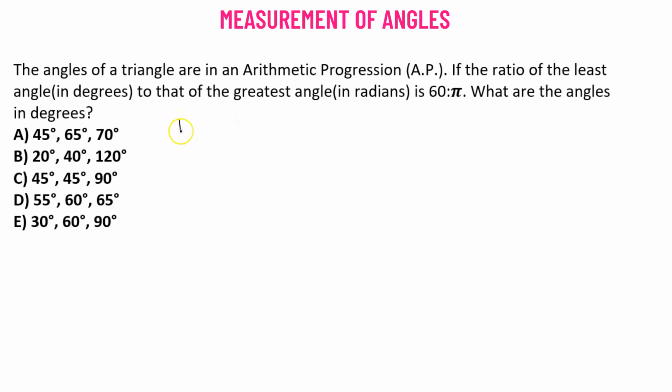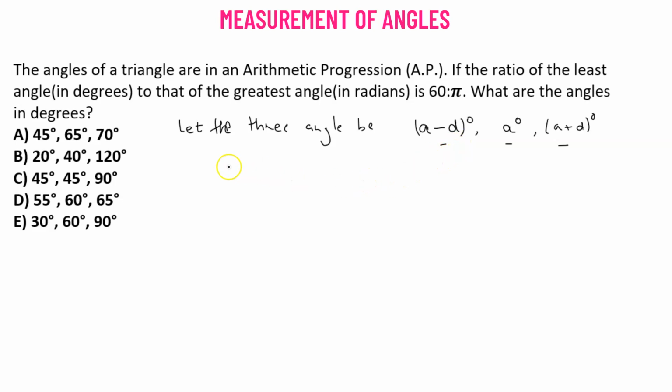Let us begin. Since the three angles are in arithmetic progression, let the three angles of the triangle be given by, we'll take the smallest angle as a minus d degrees, followed by a degrees, and then a plus d degrees. We're choosing the numbers in such a way that these three numbers must be in AP, or arithmetic progression. Clearly we see that the three terms are in arithmetic progression because they have a common difference.